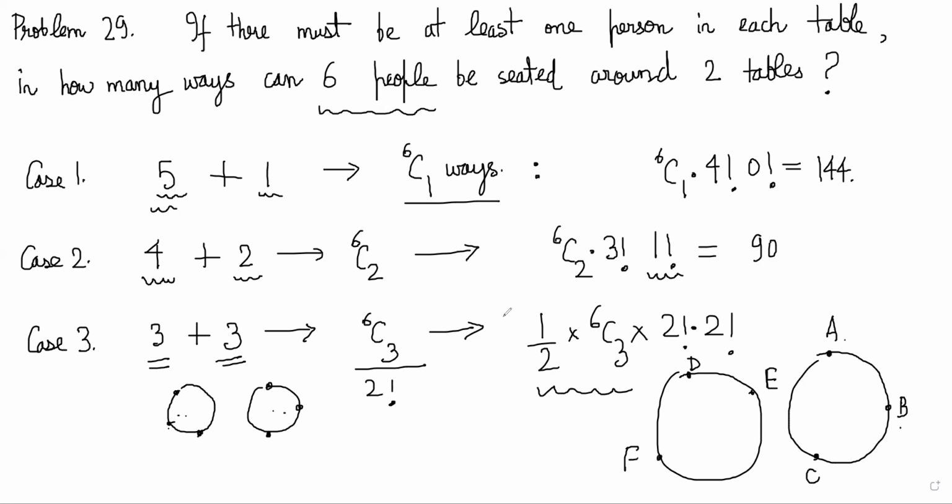So this total number comes out to be basically 40, right? 10 into 4, so it is 40. So the total number of ways to seat 6 people around 2 tables, such that no table is empty, will come out to be 144 plus 90 plus 40 by the addition principle. And this comes out to be 274 ways.